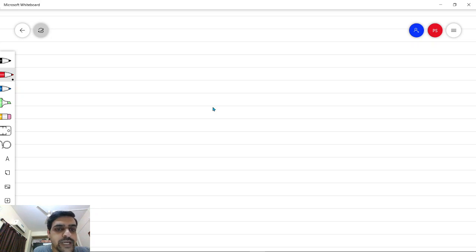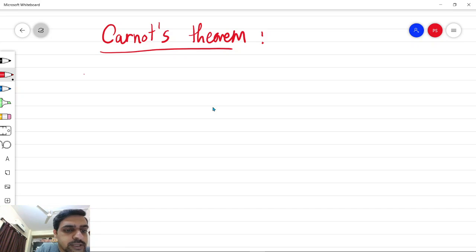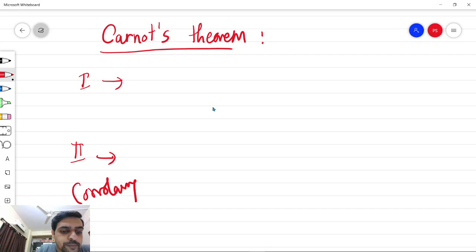Now we will be discussing the Carnot theorem and how the explanation of Carnot's engine leads to the absolute scale of temperature. To begin with, we should be aware that this theorem consists of two parts. The first part is the main statement of the theorem, and the second part is sometimes called the corollary of the theorem.